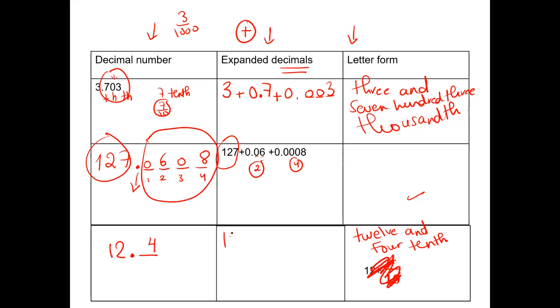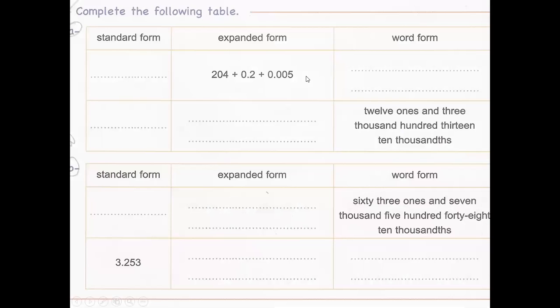The whole part we always copy the same, plus. The decimal part, we have only 4. The 4 is tenth. What does 4 tenths mean? 4 over 10. How do we write it as a decimal number? 0.4. That's it, because the 4 is the first digit after the decimal point. So we explained exercise 3.